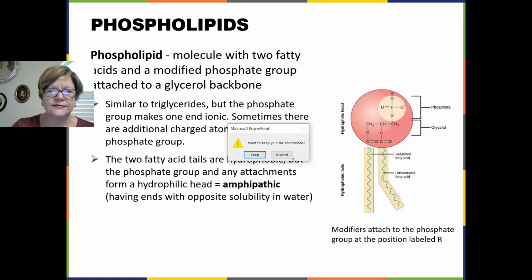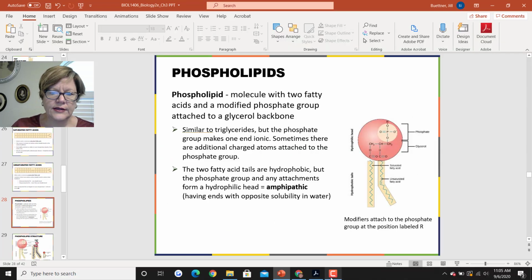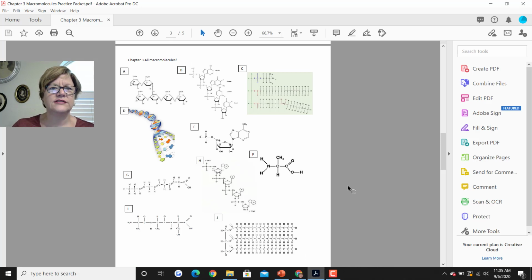I'm going to have you look at your packet, and let me bring that up. Okay, so let's look at this. This is the third page in your Chapter 3 packet that I posted on eCampus, and here are some examples. So can you pick out on this, I have them labeled A, B, C, D, E, F, G, H, I, J.